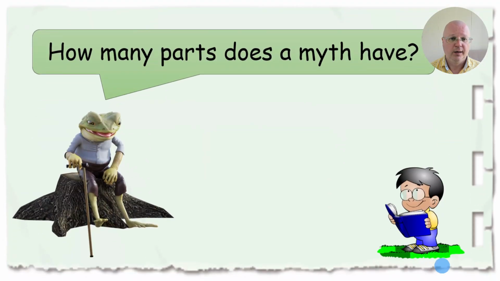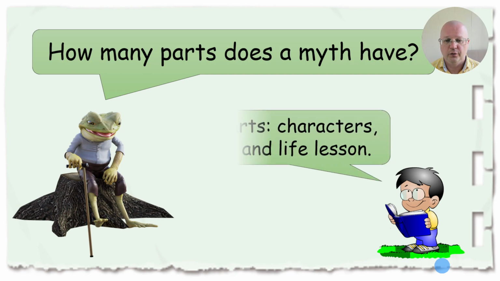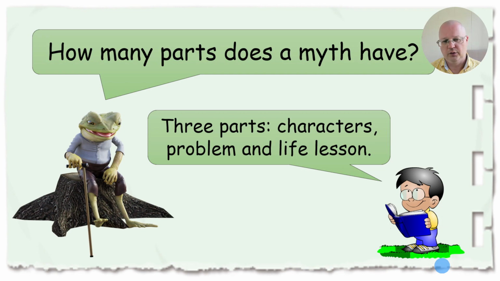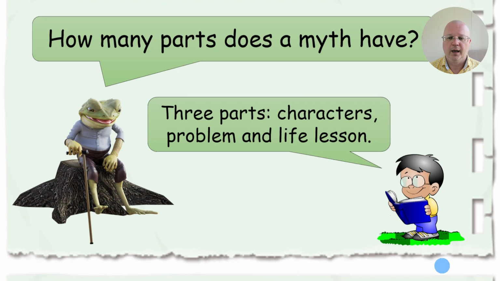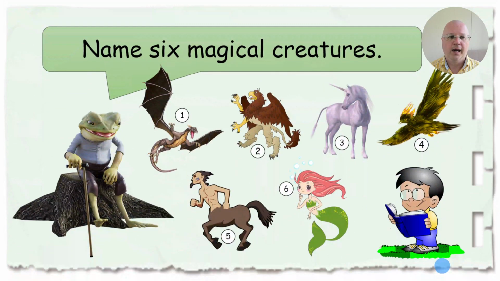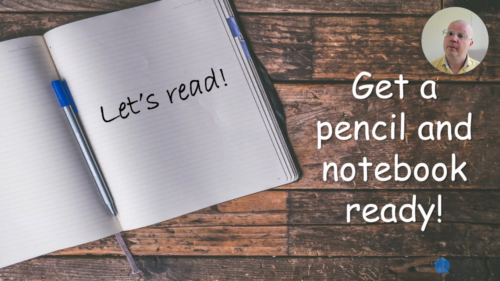So like this. How many parts does a myth have? Please raise your hands. When you get the answers from them, then you show the answer and then you say together: a myth has 3 parts: characters, problem, and life lesson. And then here you review 6 magical creatures. Yeah, so you can ask what is number 1, what is number 3, what is number 4, and so on. Make sure they have a pencil and notebook ready because they'll have to take notes.